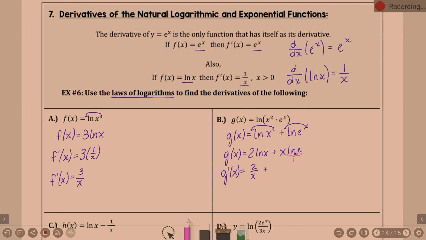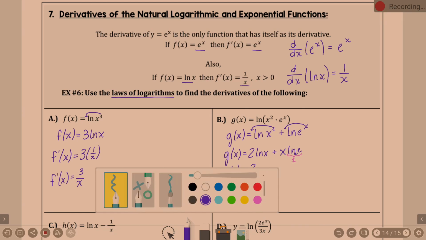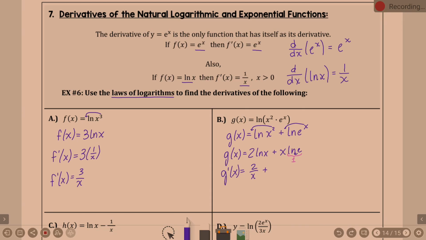So now what are we doing the derivative of? You're doing the derivative of x, or 1x if you will, right? In other words, natural log of e is just 1, so this is the derivative of 1x. What's the derivative of 1x? 1. And I'm going to stop there. 2 over x plus 1. Okay, they make you think a little bit more than they need to on these, but it's good stuff. Okay. Ready for C?